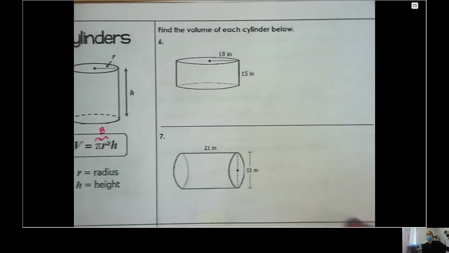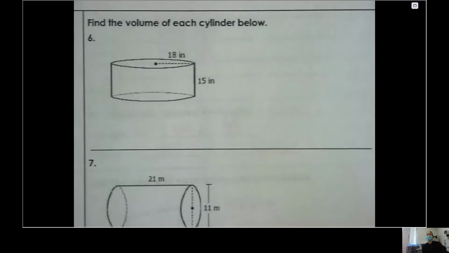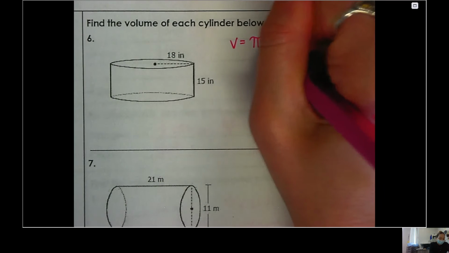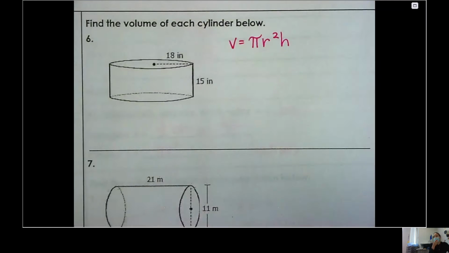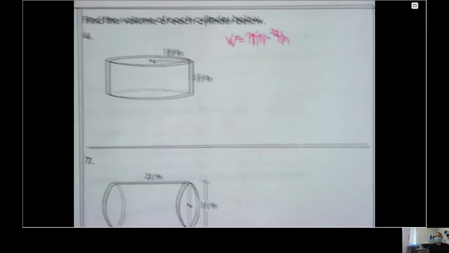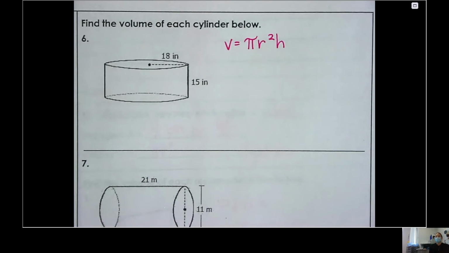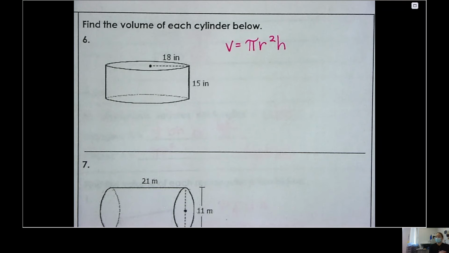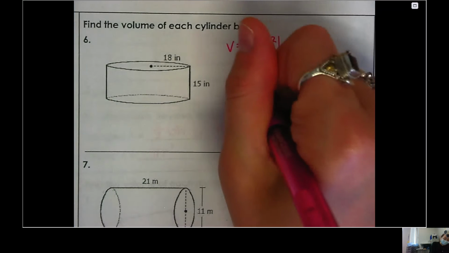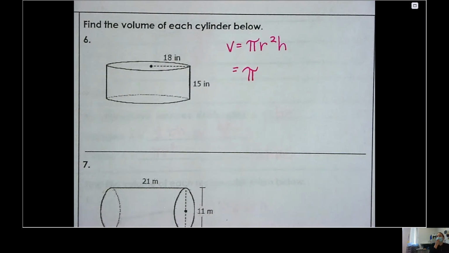So let's take a look at number 6. Find the volume of the cylinder below. My volume formula is pi r squared h. And what does r stand for again? Radius. Good. So in this picture, I'm going to multiply pi times r squared times h. All I have to do is plug in the numbers given in the picture. Remember, pi is just a number. I'm going to plug in my radius and my height.